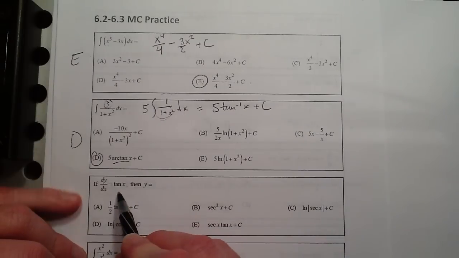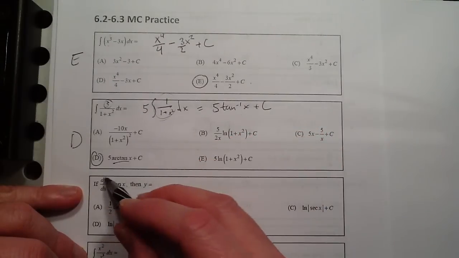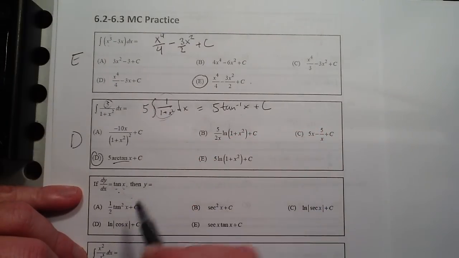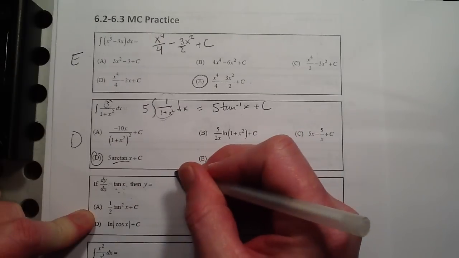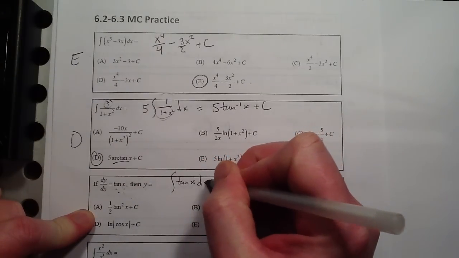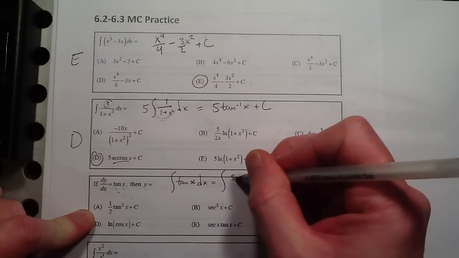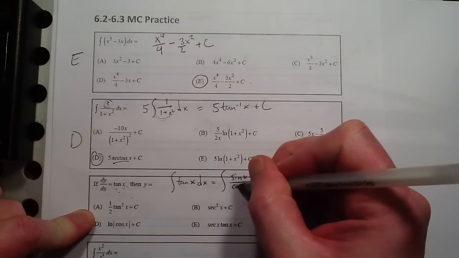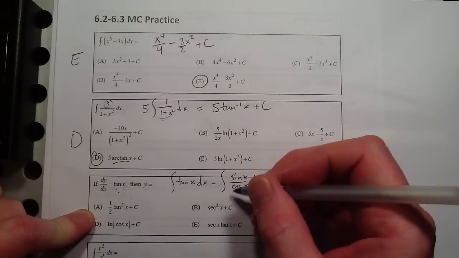Okay. This one we had in your notes, but I'll just go through that again. So if dy dx equals this, then to get to y from dy dx, you have to take the antiderivative. So that's the same as saying, what's the antiderivative of tangent x dx? And we did that by making that sine x over cosine x and doing a U-substitution.